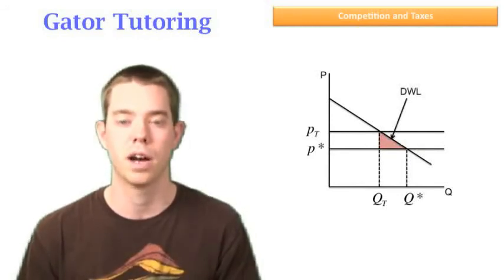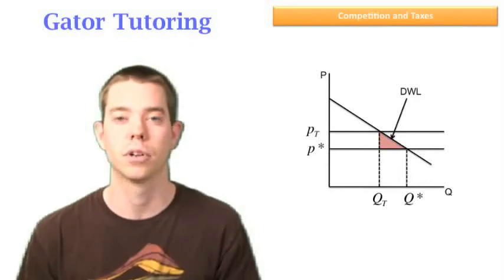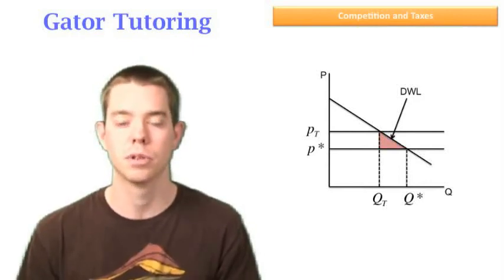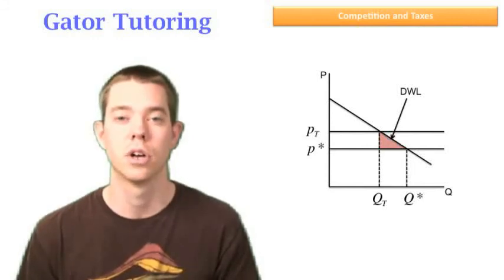So maybe you'll have to find this on a graph, or you'll have to recreate this graph, and you want to be able to do that. So this is the deadweight loss that we calculated. Again, it was 1/2 times base times height, where the base was the difference between Q star and QT, and the height was the amount of the tax, which is the difference between P star and PT.